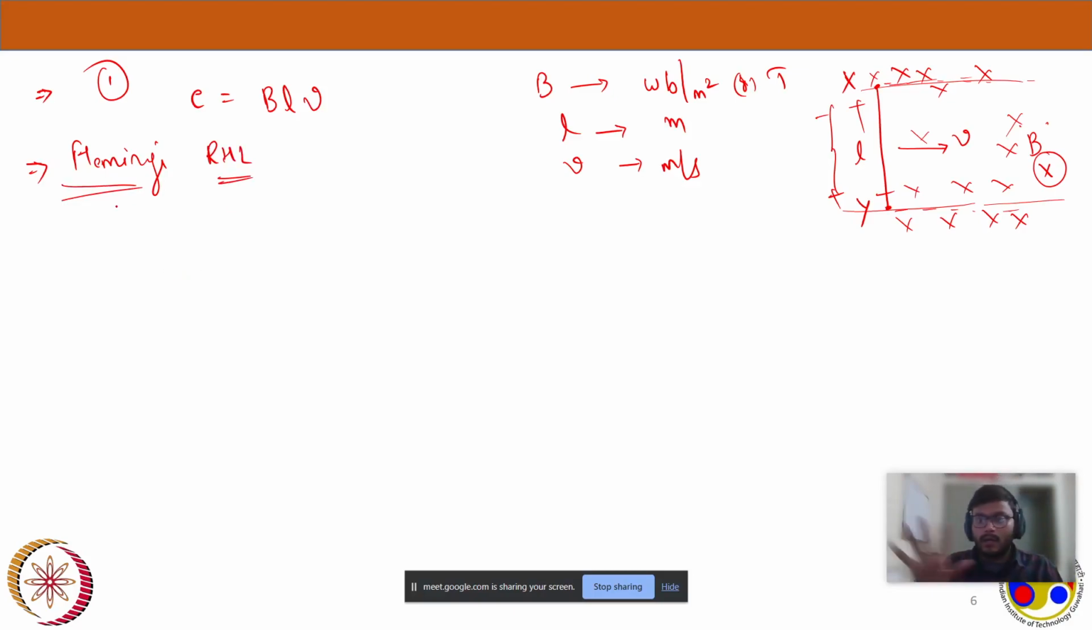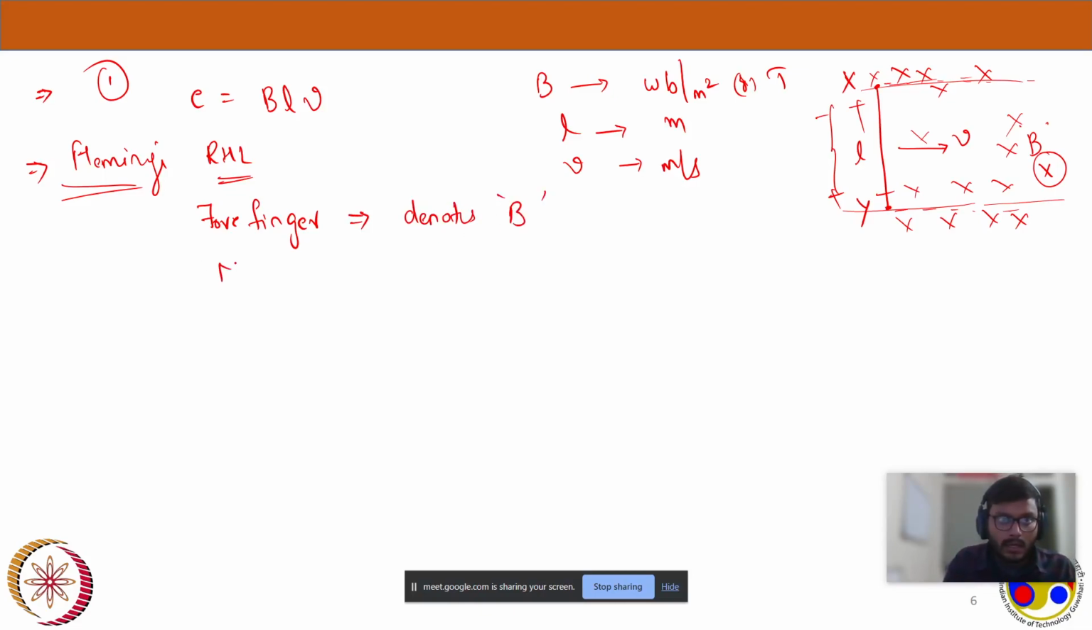Now, everyone take your right hand, and we know this is the forefinger, and this is the middle finger, and this is the thumb. Okay. Now, your forefinger. What does the forefinger denote? Forefinger denotes the direction of magnetic field B.